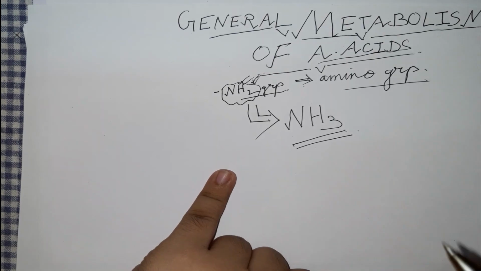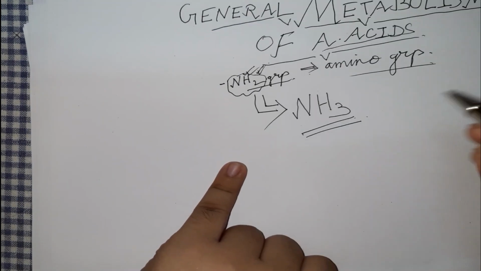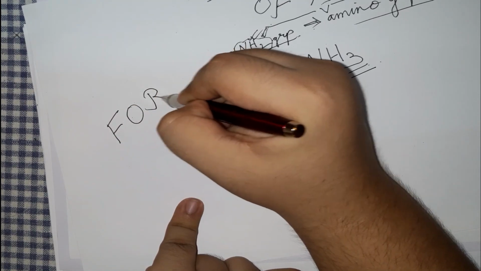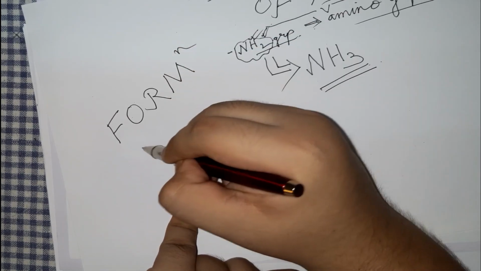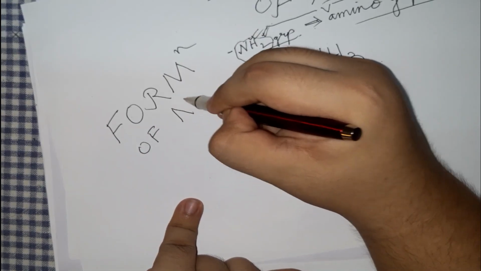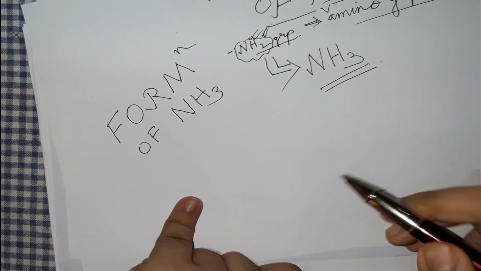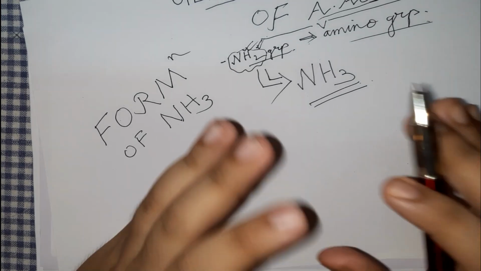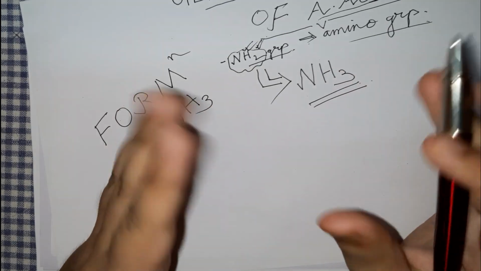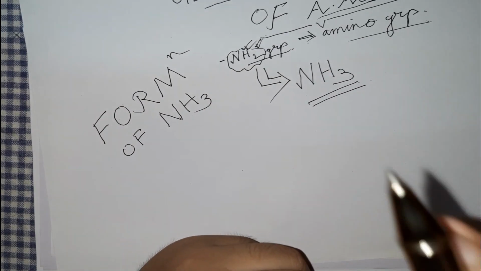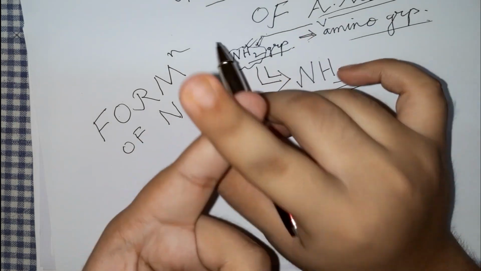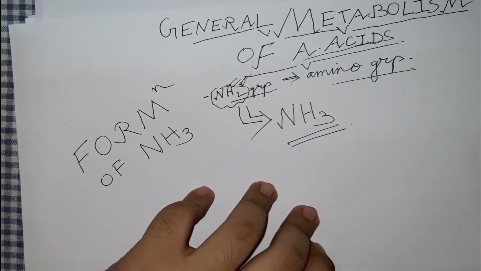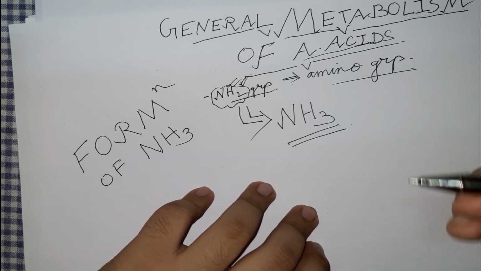this being formed, ammonia. So, we can say that the formation of ammonia is an extremely important step in the general metabolism of amino acids. Am I clear up to here? I hope I am. Very well. So we concluded that ammonia has got to be formed in the metabolism of amino acids. Right? How is it formed? Why is it formed?